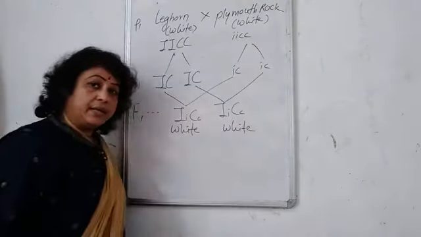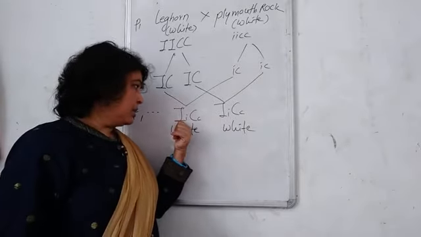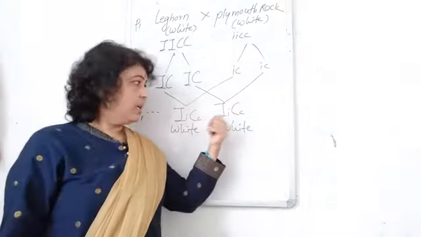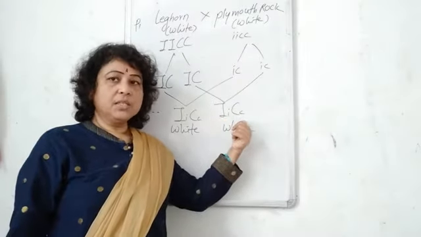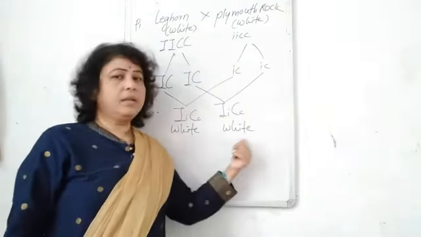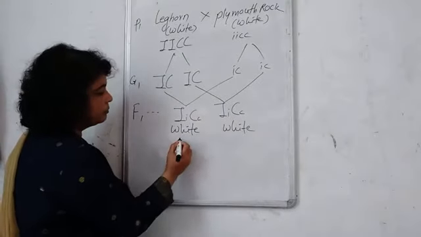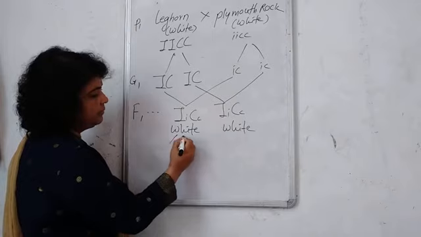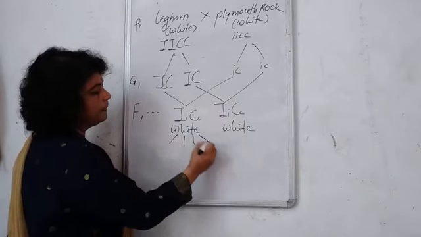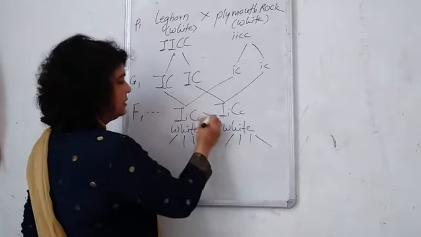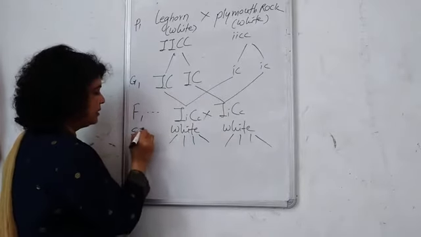Why were they white in color? Because this I is in dominant condition, so it masks the effect of C. So all F1 were white. Okay. So when this F1 is allowed to self-fertilize, that means selfing.